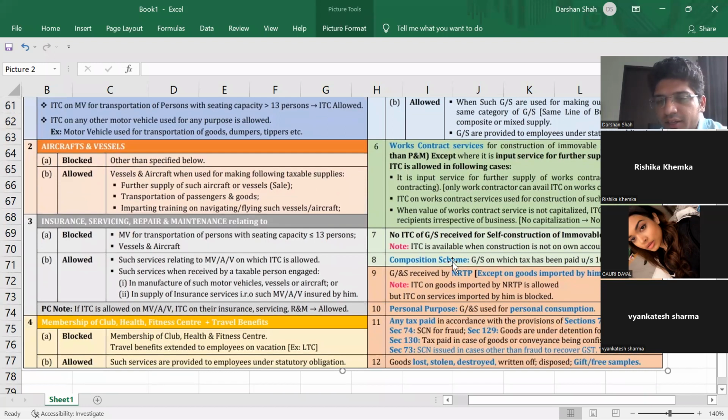Then a person who is registered but falls under the composition scheme, that we already saw yesterday, does not get ITC. A person who is an NRTP, a non-resident taxable person, will not get ITC. Personal purpose, personal consumption, no ITC. And goods which have been lost, stolen, or destroyed, which means they are not in my possession, I will not get the ITC.